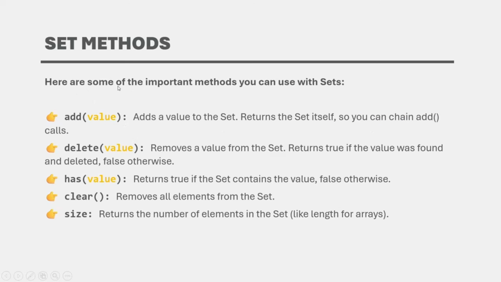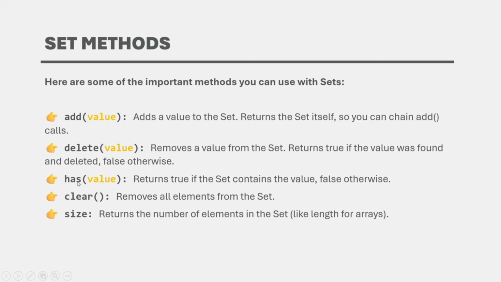So here we have some important methods that you can use on a set. We have already talked about this add method, using which we can add new items to a set. And also, if you see, this add method returns the set itself after adding that new item to the set. Then we also have the delete method. To this delete method, we can pass the value which we want to delete from the set. So this removes a value from the set and it returns true if the value was found and deleted. Otherwise, it will return false.